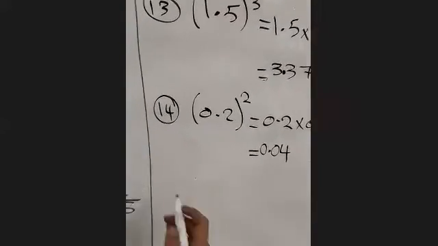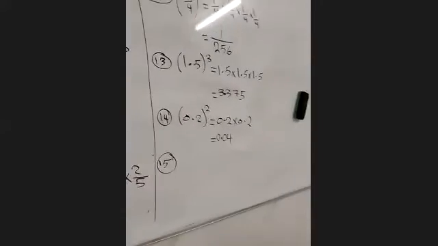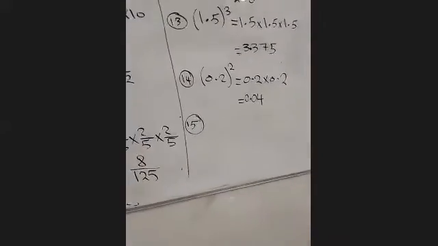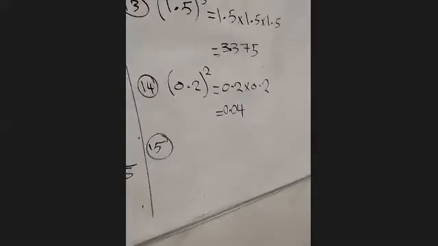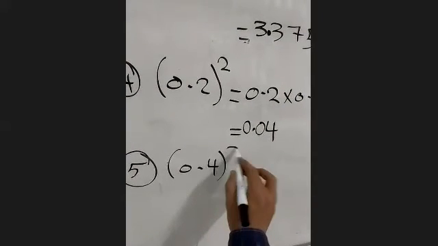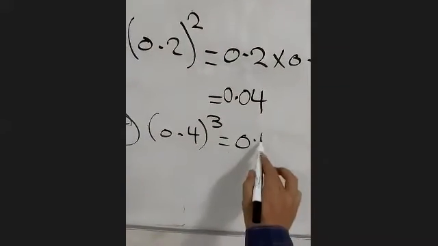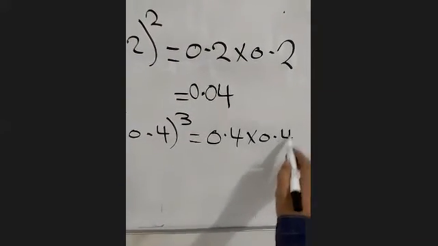Thank you. Question 15. I'll start again. Yalla, Shukri. Yes, mister. Yalla. Question 15. 0.4 to the power of 3. Good. 0.4 times 0.4 times 0.4.